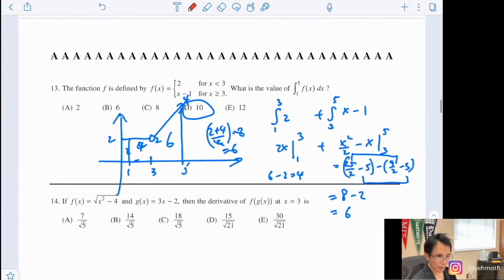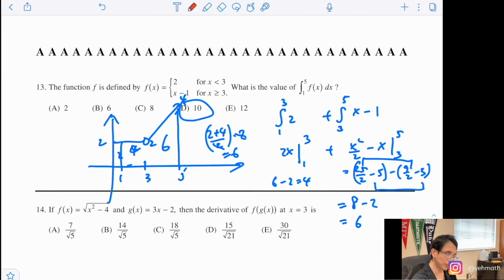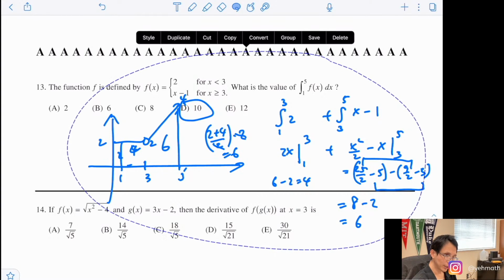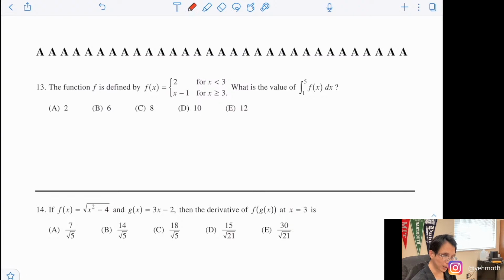Oh, 13. Okay, so for 13, there were two ways to do this. On the grade book, there was a question like this, except they are much harder. It was something like x f of x dx, so each side of the piecewise had to be multiplied by x. But in this case, it's a much easier question at least. So basically, I will draw this graph.